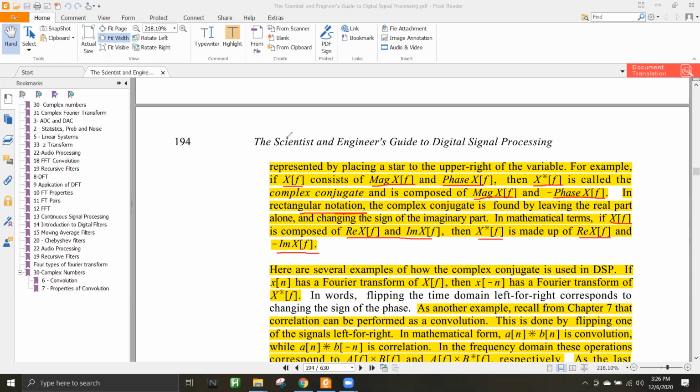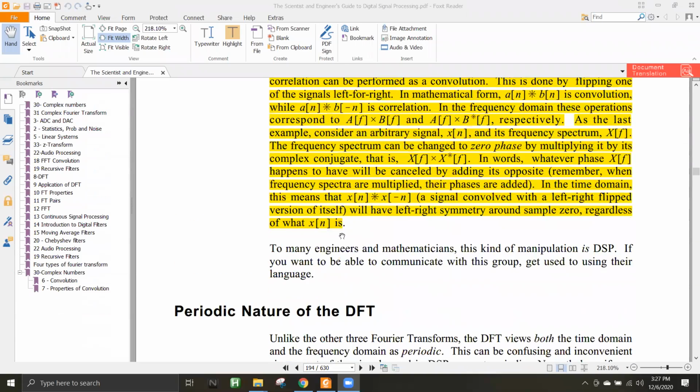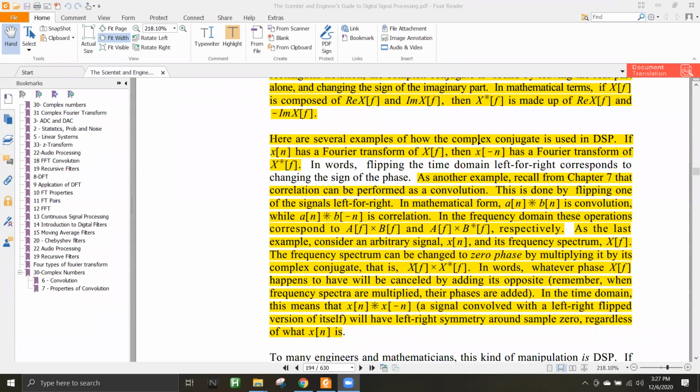Okay, so here they are showing some examples of where this is used. This is the last part of our discussion. Okay, so now the final topic is the use of complex conjugate.